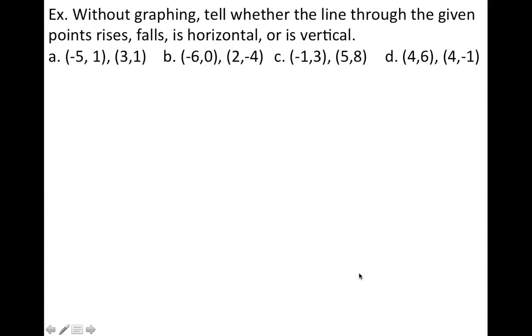So we have 4 different sets of points on our lines. Go ahead and plug it into your formula for slope, which remember is y2 minus y1 over x2 minus x1. Pause this, come back, and we will go over the answers.